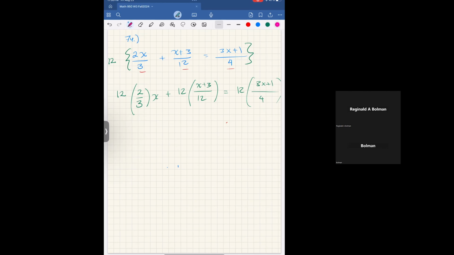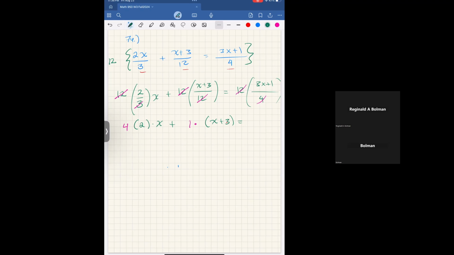Now, the magical thing at this part of the process is that your 12 will divide out by whatever's in your denominator. So for this first fraction, 12 divided by 3 gives you 4. So you can write 4 times 2 times x. For this second part of your equation, you've got 12 divided by 12. Well, 12 divided by 12 is just 1. So you've got 1 times whatever is remaining, which is x plus 3. And then for this right-hand side of your equal sign, you've got 12 divided by 4, which gives you 3. And the 3x plus 1 is remaining.